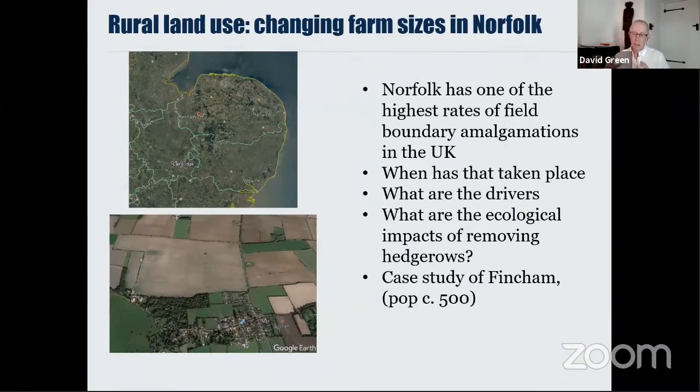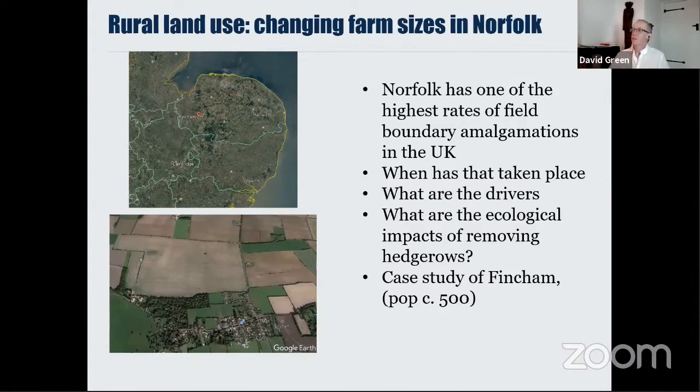So I started by just saying, where is the greatest loss of hedgerows in the country? In a Google search, it came up with Norfolk. I just had a quick look on Google Earth and picked a small village, in this case Fincham, population 500. You can see where it's located, just south of King's Lynn on the top left.